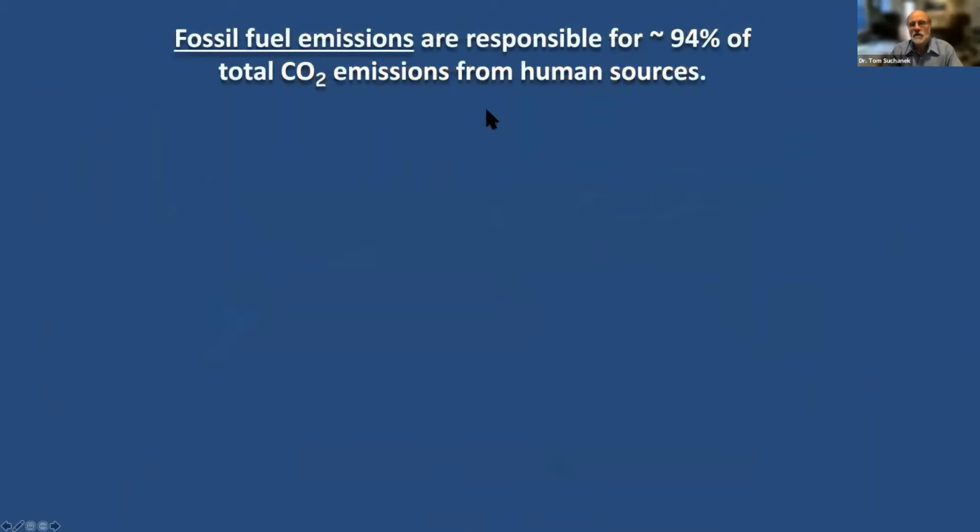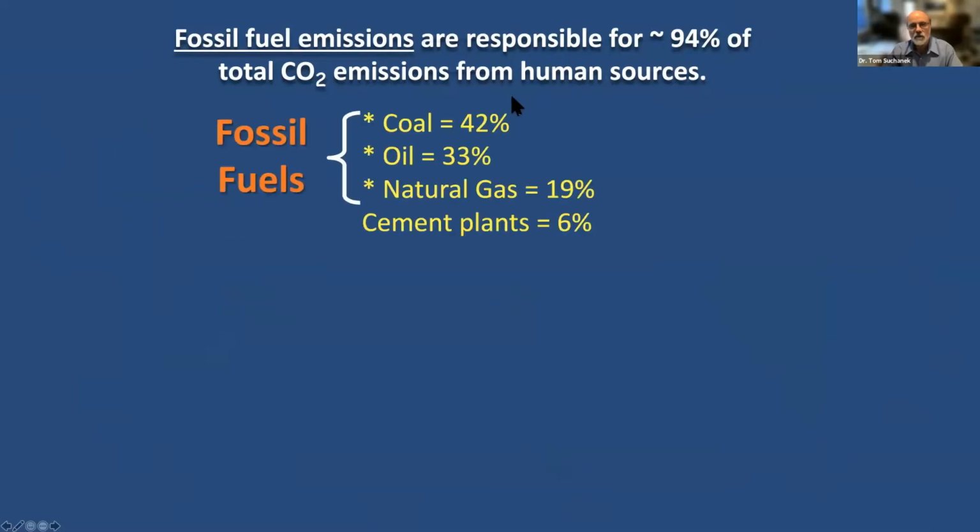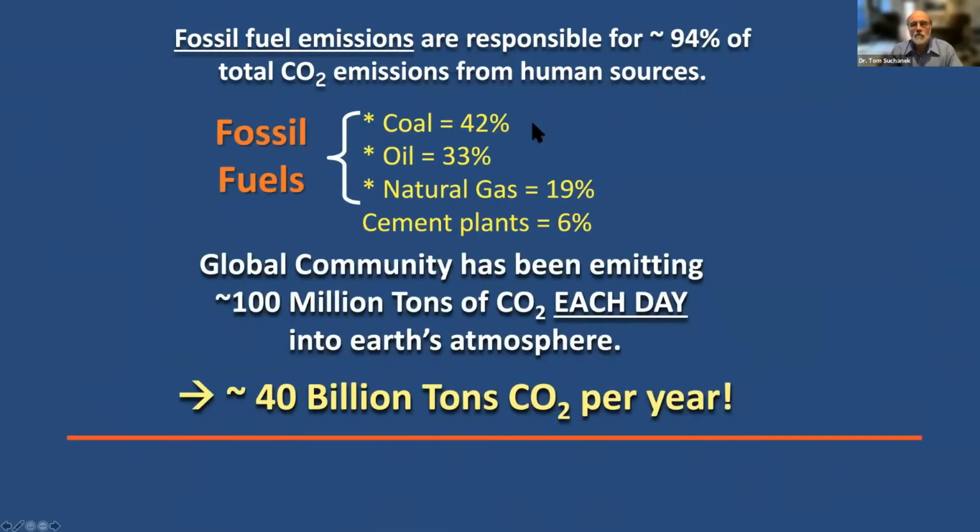So fossil fuels and the burning of fossil fuels, coal, oil, and gas are responsible for about 94% of the total carbon dioxide emissions from human sources. And coal represents about 42% of those emissions, oil 33%, and natural gas 19%. Cement plants also add another 6%. So the global community has been emitting about 100 million tons of carbon dioxide every day into the Earth's atmosphere, and that adds up to about 40 billion tons of CO2 per year.